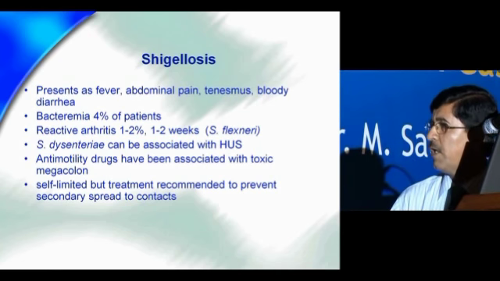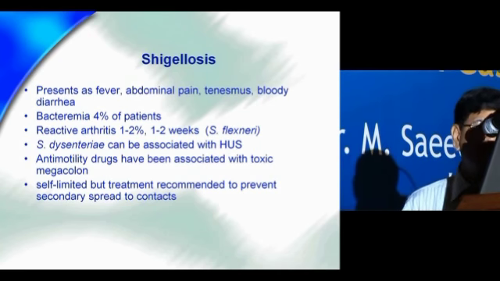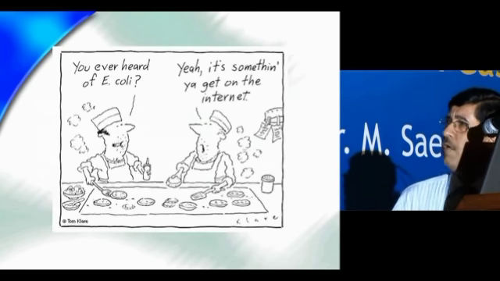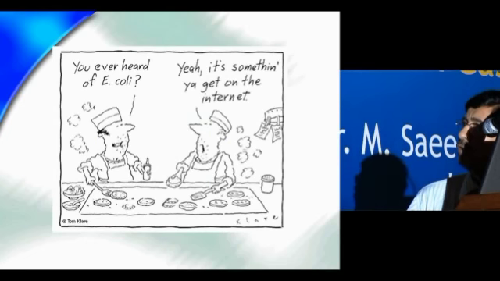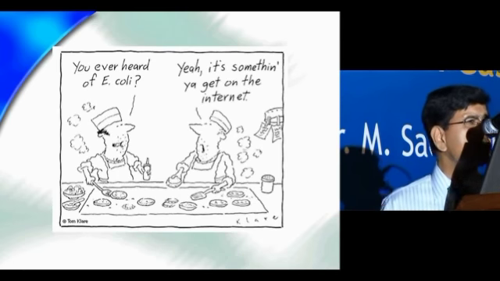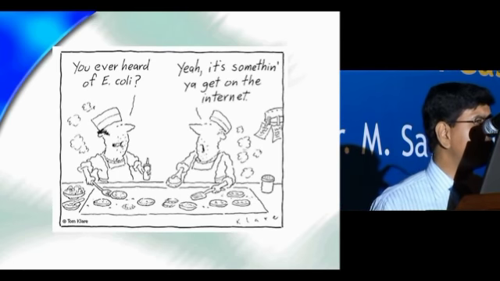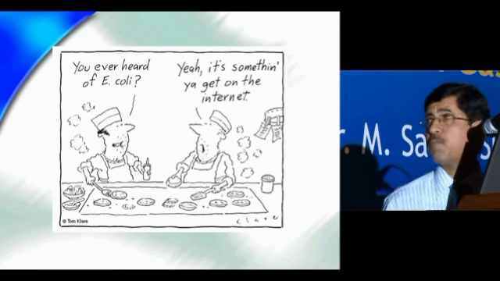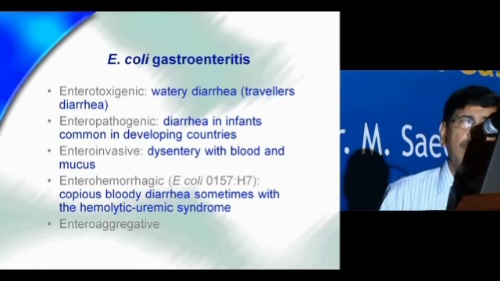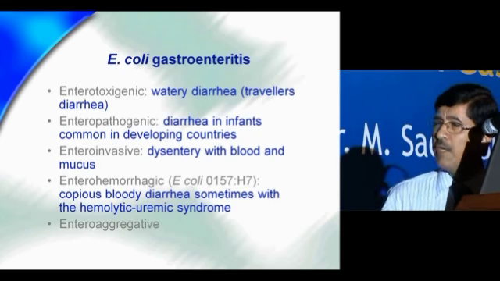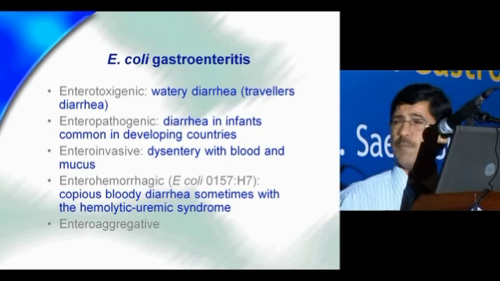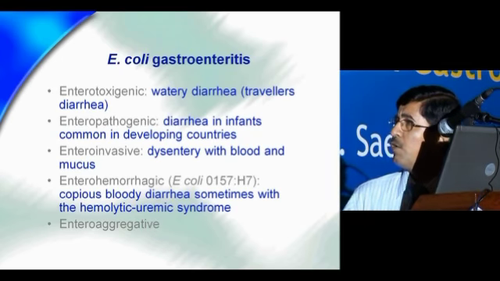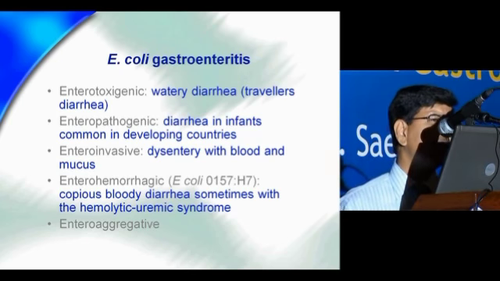Then we have E. coli. This cartoon shows... have you ever heard of E. coli? It's something you get on the internet, which means this is an infection which may spread very rapidly. E. coli gastroenteritis has various types, species or subspecies of the organism. Enterotoxigenic causes watery diarrhea, usually called traveler's diarrhea. Enteropathogenic diarrhea is seen in infants. It's common in developing countries.